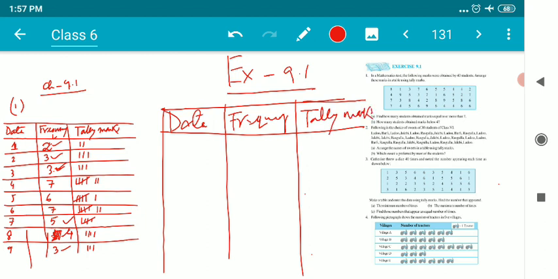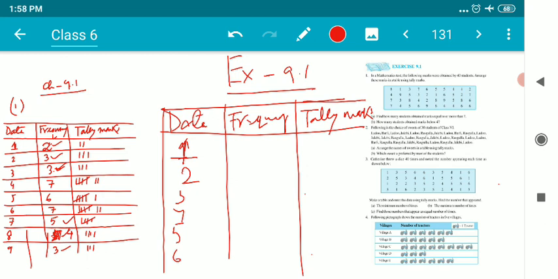Okay. So children, in the column of data, the lowest number here is 1, and the highest number is 9. So it starts from 1, 2, 3, 4, 5, 6, 7, 8, 9. Accordingly, we need to write.